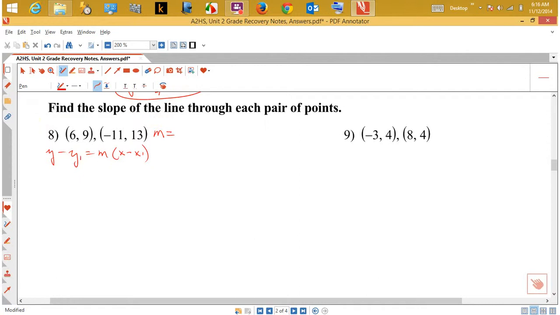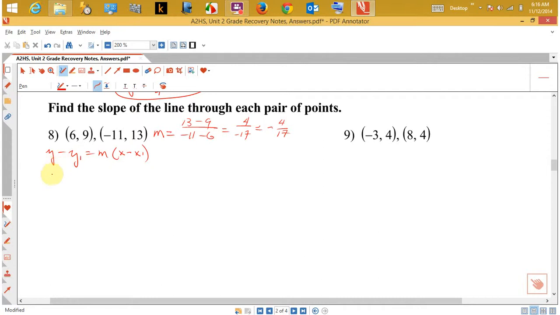Something strange happened there. Okay, so the slope of this line would be 13 minus 9 all over a negative 11 minus 6. That would be 13 minus 9 is 4. A negative 11 minus 6 is a negative 17. So the slope of this line is a negative 4/17.